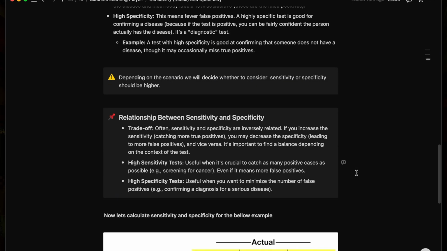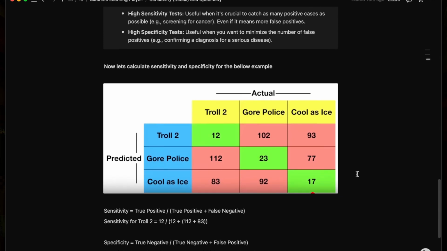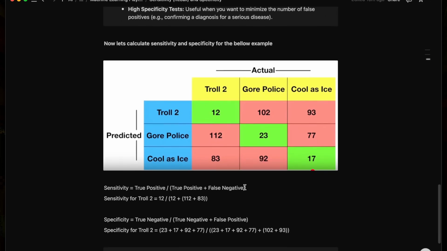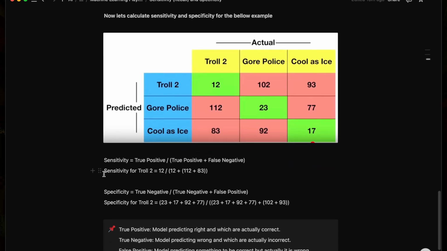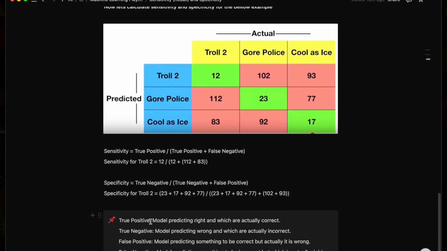Let's take an example of how to calculate sensitivity and specificity. Sensitivity is true positive divided by true positive plus false negative. Let's calculate sensitivity and specificity for Troll 2. True positive is the model predicting it as right, which is actually right. That is this one, 12, the intersecting point. So 12 divided by true positive again, 12, plus false negative.